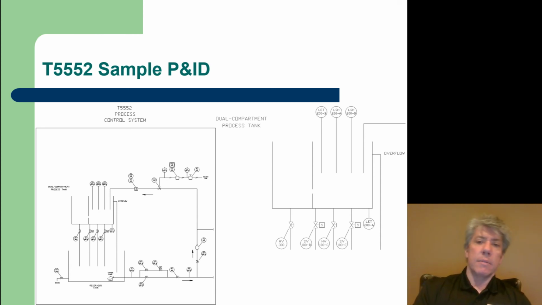LET, L would be level, T would be transmitter. The E, I'm not sure. We'd have to go back and look and see if that's a modifier or if it's a secondary function of some type. You see hand valves, solenoid valves, and so forth at the bottom of the tank.